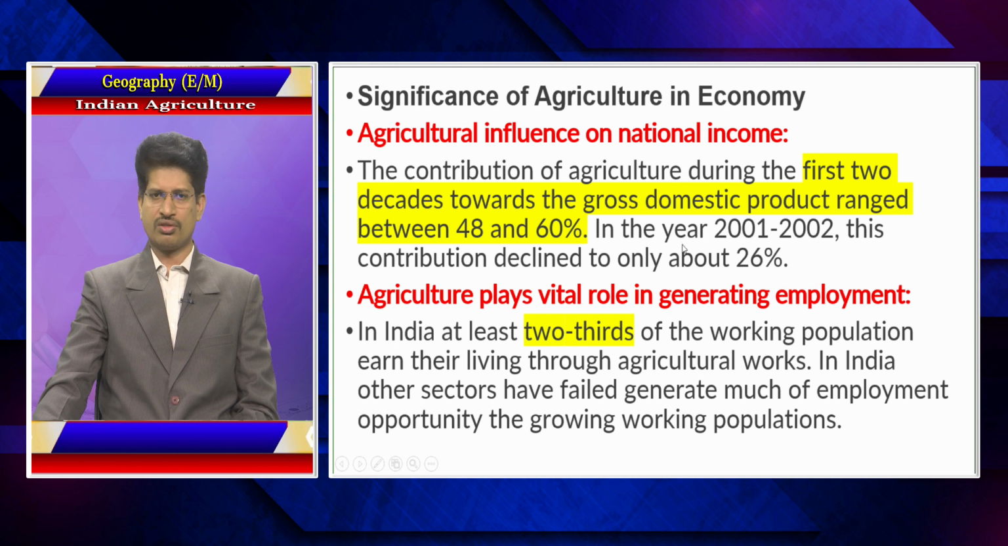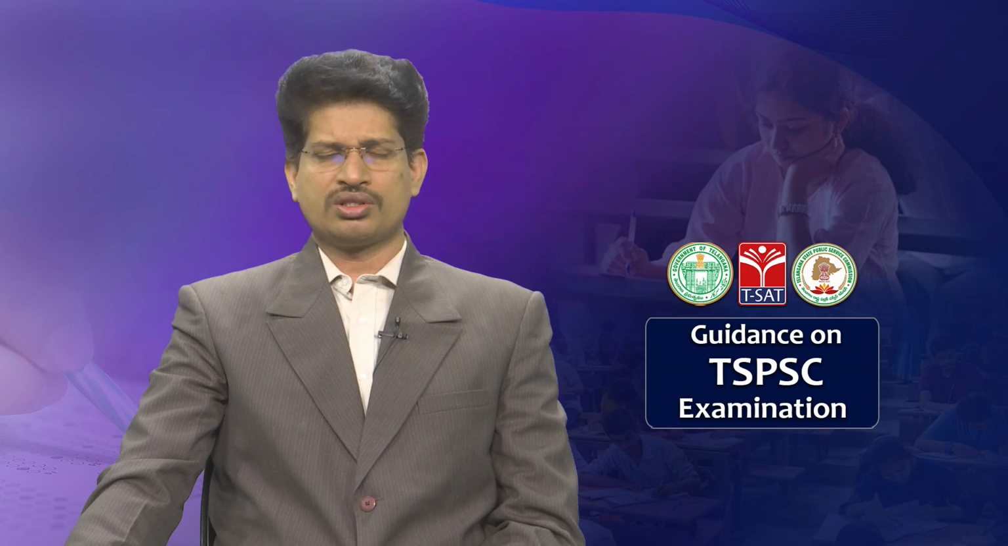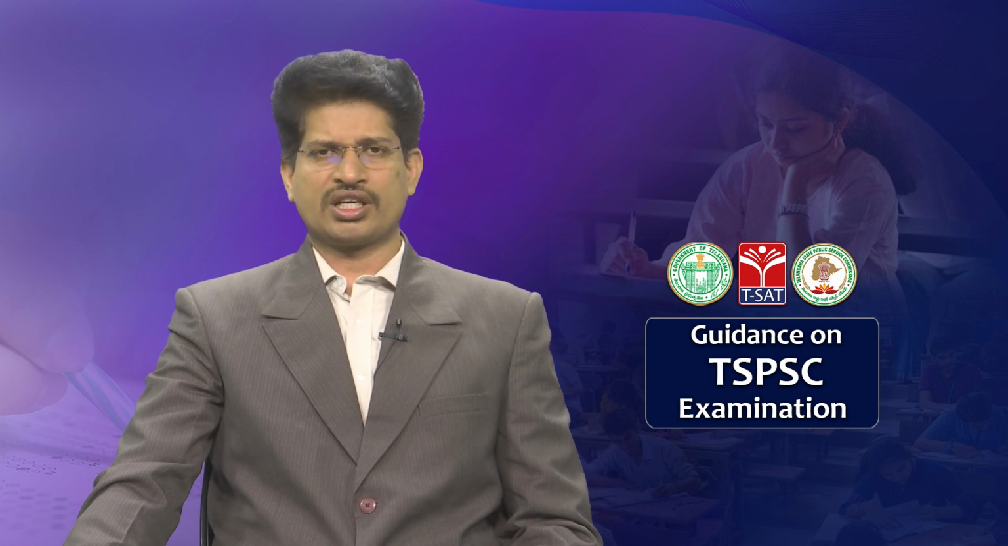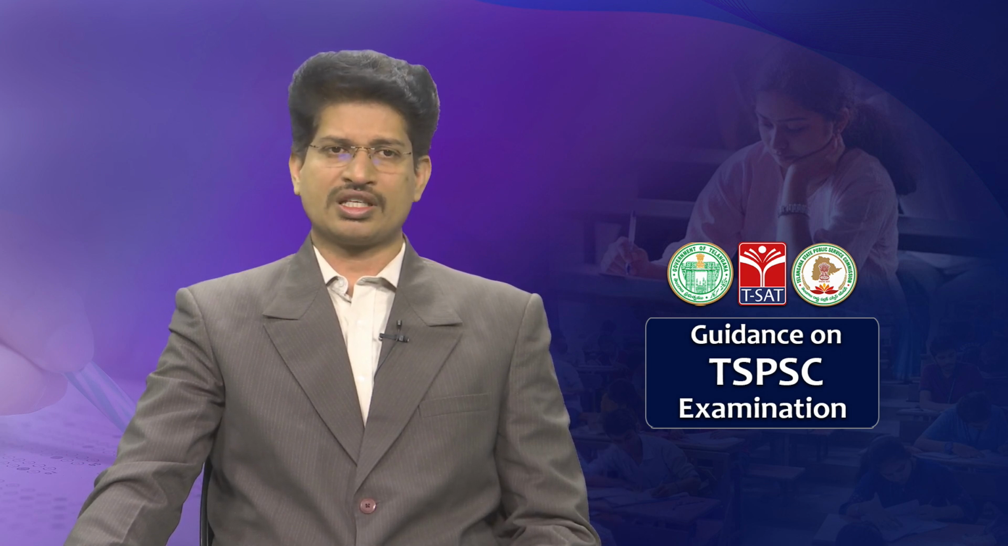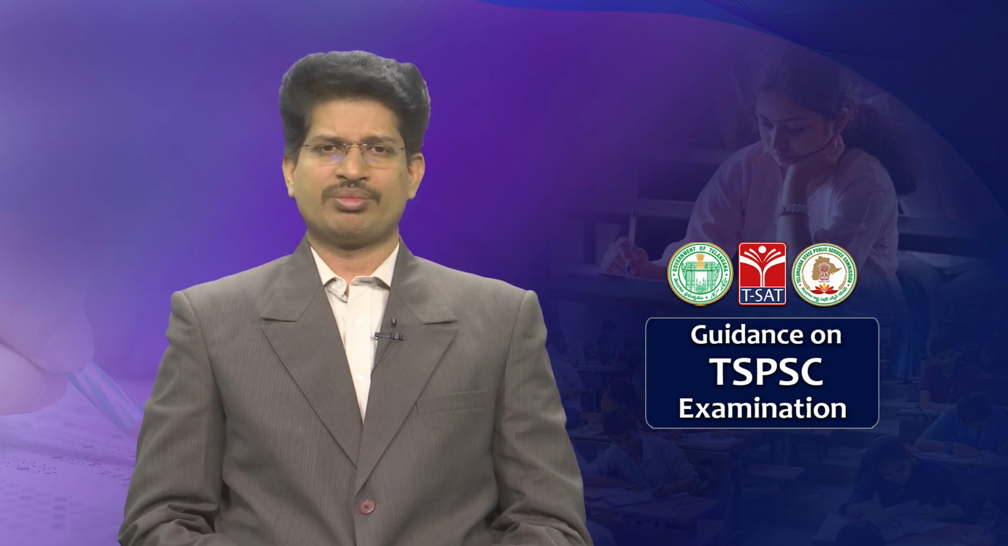Later, even though the percentage is decreasing relatively compared with the rest of the sectors, in general, the amount of agriculture product from the independence decade to right now is gradually increasing. Agriculture plays a vital role in generating employment because 2/3 of the working population is dependent upon agriculture. Another significant aspect is that it provides food for an ever-increasing, exploding population. Agriculture is also responsible for capital formation.